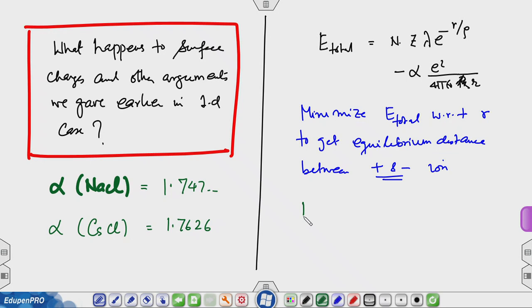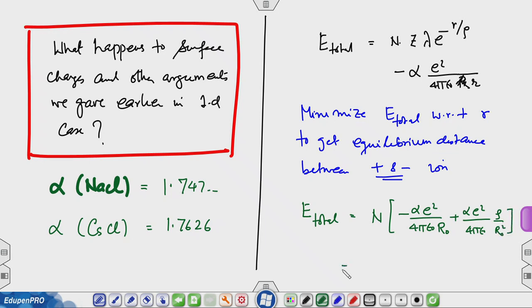You do that and you get E total to be equal to n times minus alpha e square over 4 pi epsilon 0 r 0, where r naught is the answer for the minimization, plus alpha e square over 4 pi epsilon 0 rho over r 0 square, which is equal to minus n alpha e square over 4 pi epsilon naught r 0 times 1 minus rho over r naught. That is the answer. I have done this calculation for the exponential form of the repulsive potential. You can also do it for C over R raised to m and then get your answer.